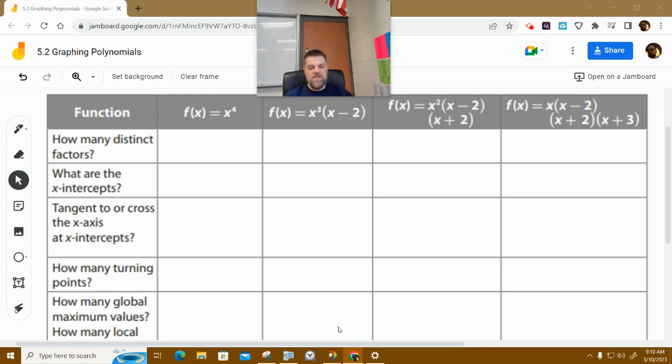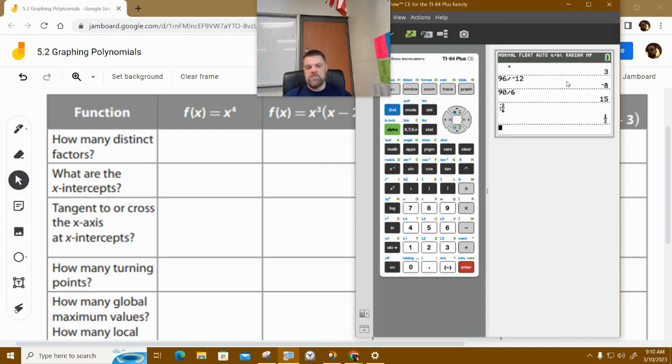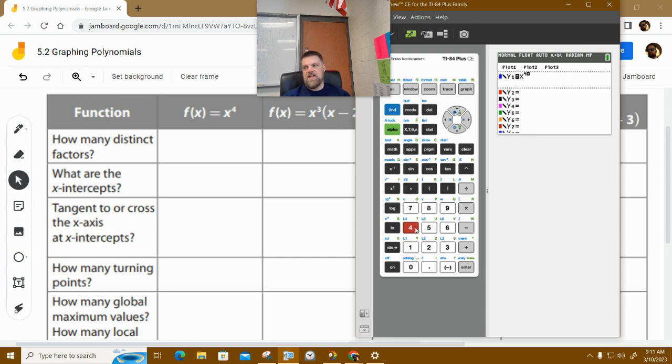Alright, so what I'm going to do is I'm going to graph. I see that you guys are still writing stuff down like a crazy person. I'll make this smaller. I'm going to go to y equals. I'm going to clear all this stuff out. And I'm just going to plug in x raised to the fourth. When you get a chance, if you could do that on your calculator, that would be awesome.